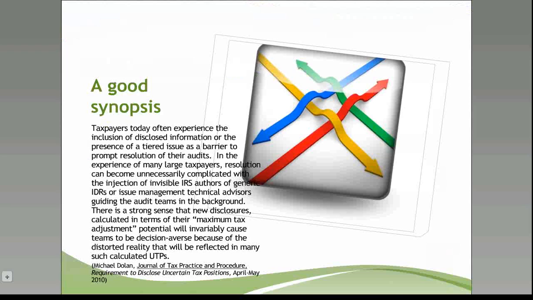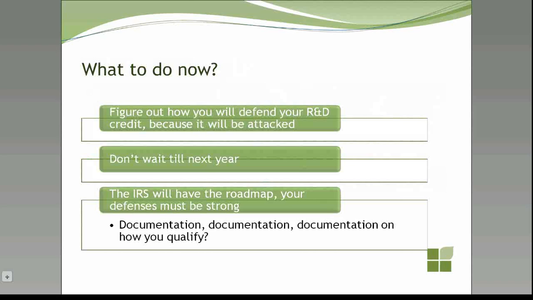So then what to do now? What do we have to do now? This is kind of our last slide. Again, we're talking about R&D credits because that's what we focus on. How will you defend your R&D credit, because it's going to be attacked? We know that the projects versus departments issue is always out there. How do you get around that?